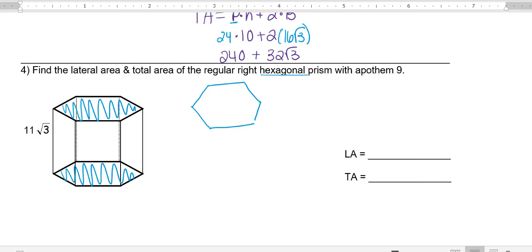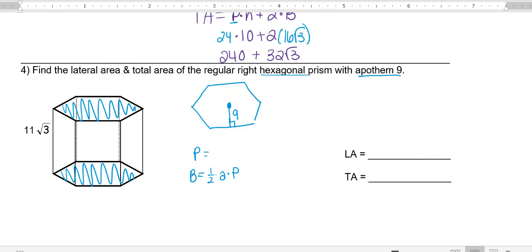I'm not given the sides, but I am given that the apothem of that hexagon is 9. Creating that right angle, cool, groovy, awesome. We need to find the perimeter, and then we need to find the area of the base. Area of the base is 1/2 apothem times perimeter. So I have my apothem that I could plug in there, I just don't have that perimeter.